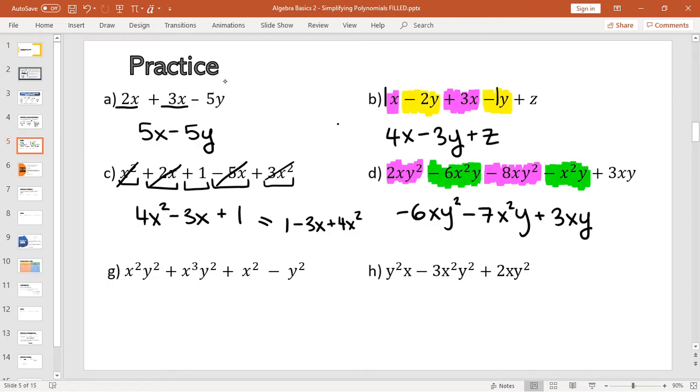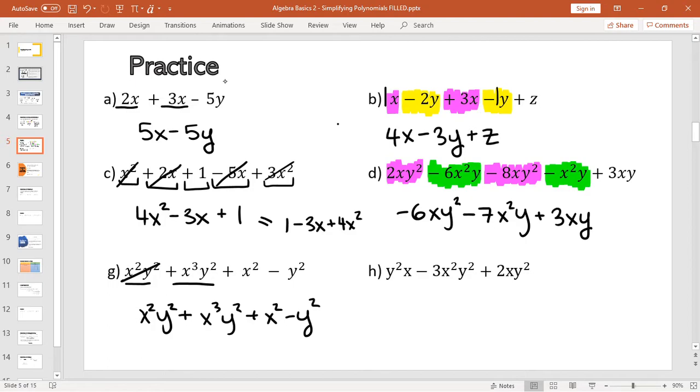Looking at G, I have an x squared y squared, and I don't have any other one of those. Okay, fine. Then I have an x cubed y squared, and it's the only one, and I see this pattern continues. Nothing can be combined, and sometimes that happens. So there is no simplification that can happen. You're just going to write down the question again.